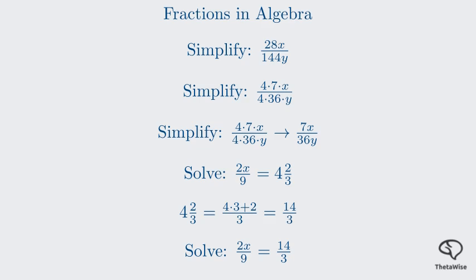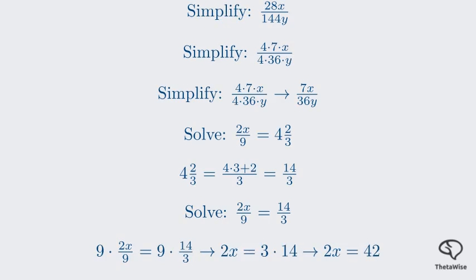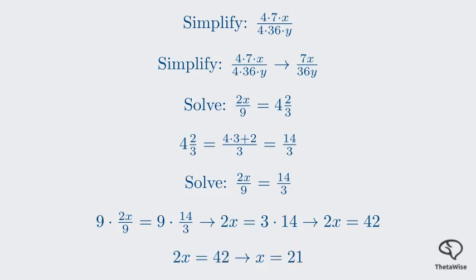To solve for x, we can multiply both sides of the equation by 9. On the left, the 9's cancel out, leaving us with 2x. On the right, 9 divided by 3 is 3, so we have 14 times 3, which is 42. Finally, we divide both sides by 2 to find that x equals 21. As you can see, the rules for fractions apply directly to algebra, making it a powerful tool for solving equations.